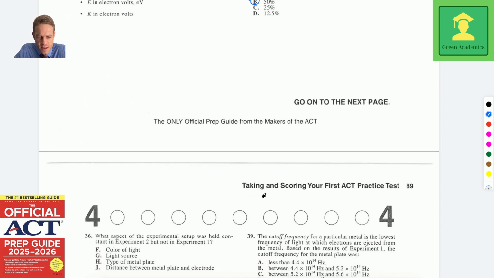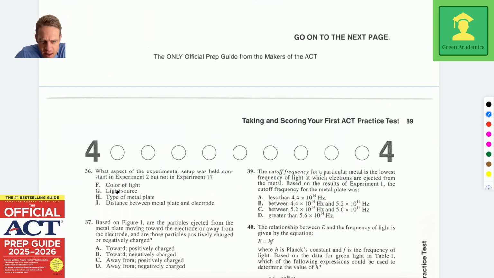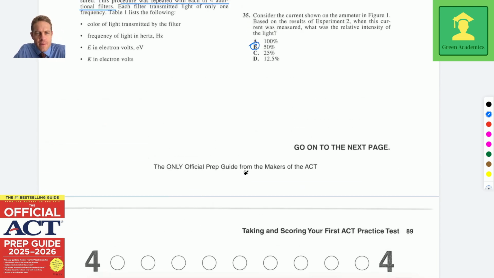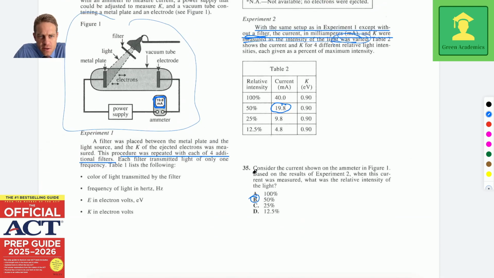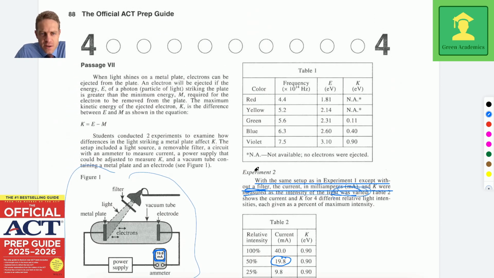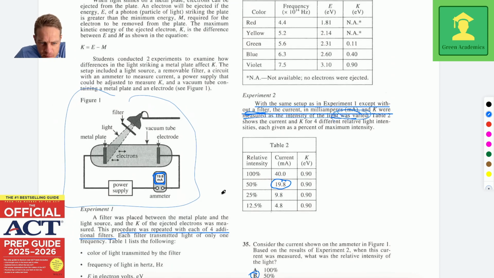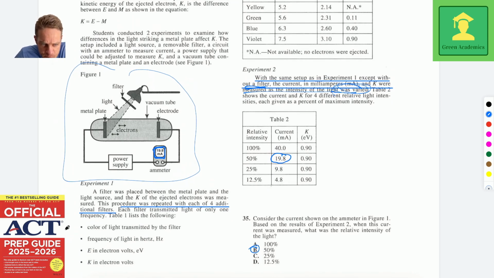So the thing that was held constant has to be the color of light, right? Because don't the filters change the color of light? Let's see. Yeah.